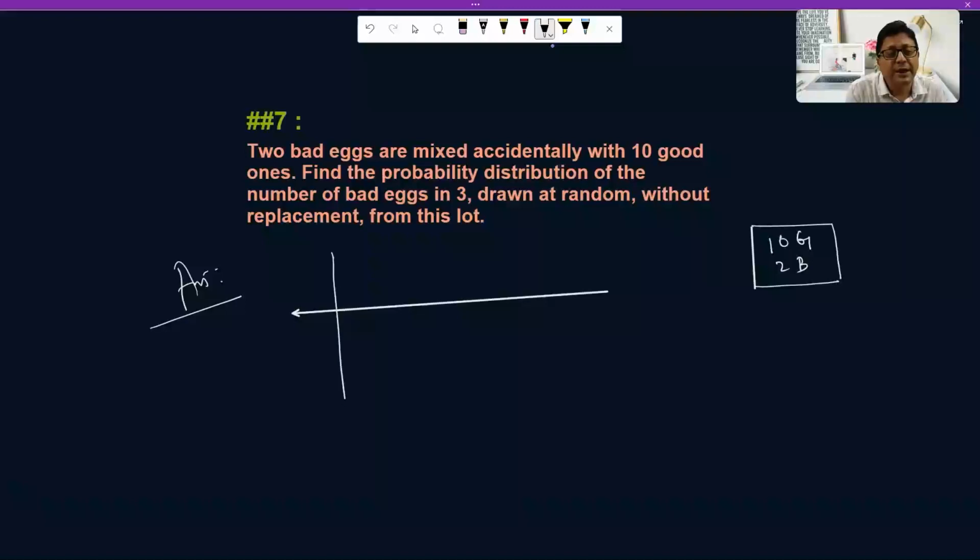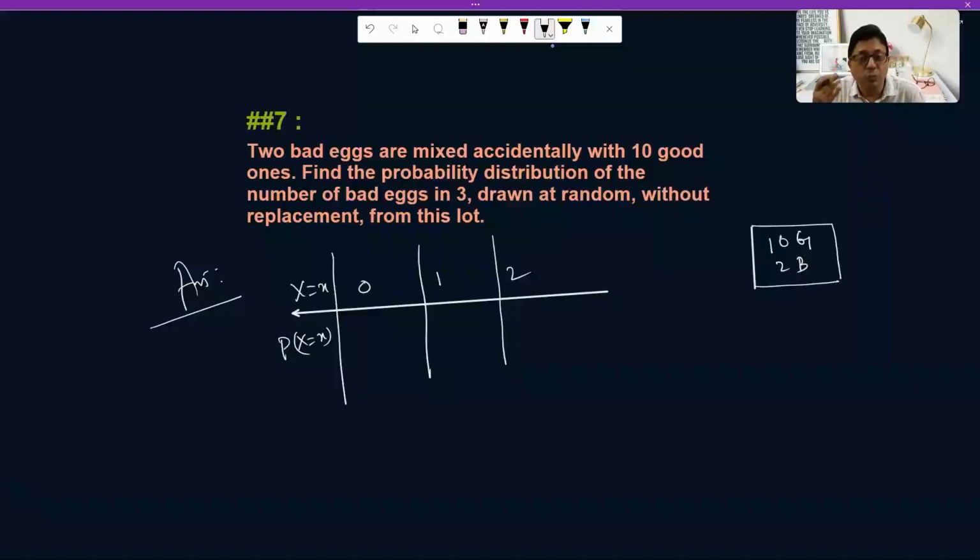In these 3 eggs, how many bad eggs can there be? That you account for. I mean, you take x equal to x, P(X = x), like the previous example. X can take 0, can take 1. It can never be equal to 3 because there are only 2 bad eggs. How can you get 3 bad eggs from there? You are taking 3 from there. You have to consider probability accordingly. I will not solve the full problem here. I will just give you the clue to solve it.